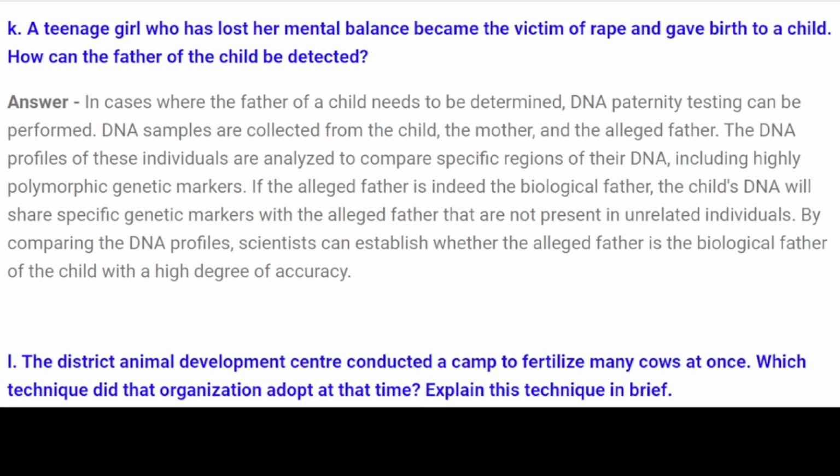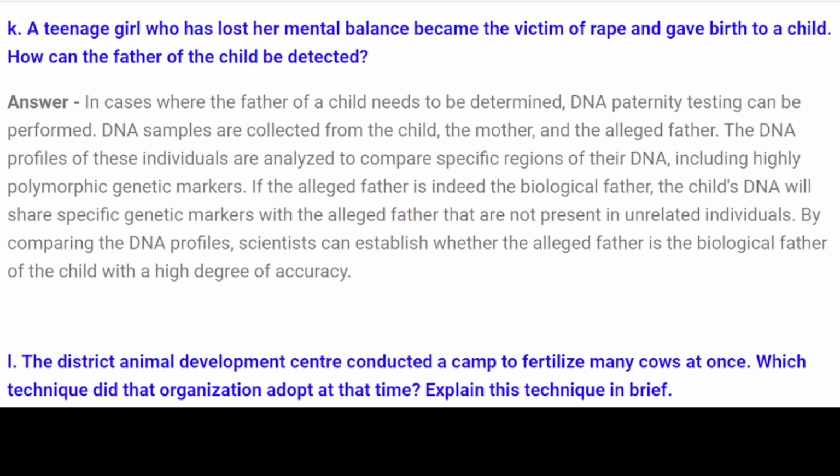DNA samples are collected from the child, the mother, and the alleged father. The DNA profiles of these individuals are analyzed to compare specific regions of their DNA, including highly polymorphic genetic markers. If the alleged father is indeed the biological father, the child's DNA will share specific genetic markers with the alleged father that are not present in unrelated individuals.